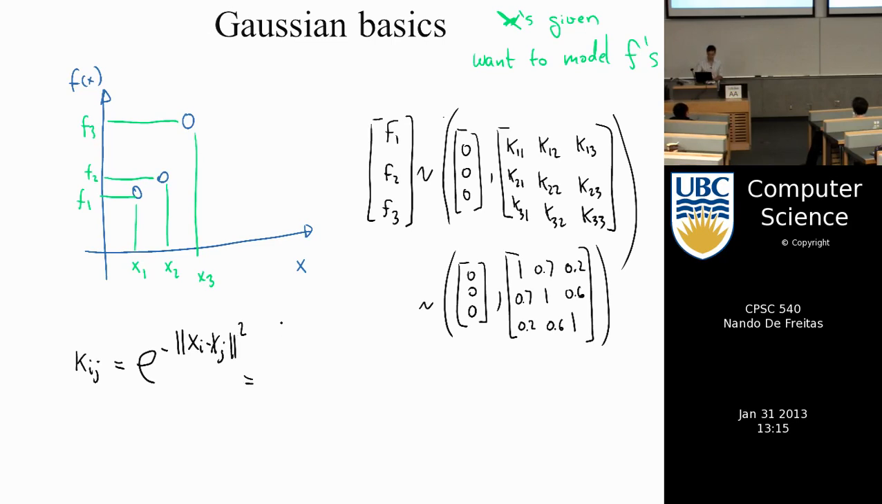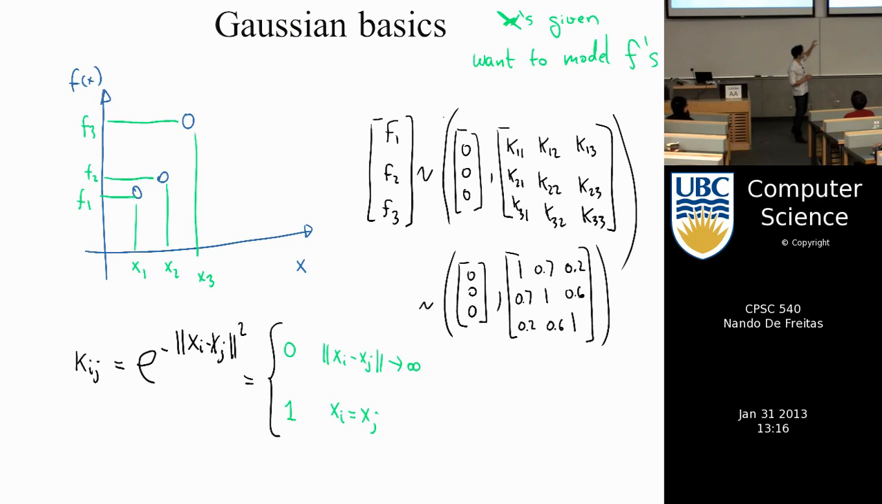Now, this function has the following properties. It is zero when the distance between xi and xj goes to infinity. E to the minus infinity is zero. E to the minus a large number is 1 over e to the large number, which goes to zero. It will be 1 when xi is equal to xj. So in particular, that's why we get the 1s along the diagonal.